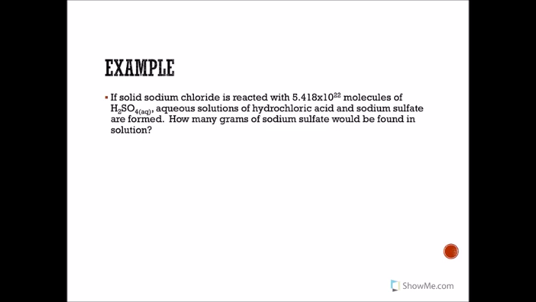First of all, we need to write our balanced chemical equation. We have solid sodium chloride, reacted with aqueous sulfuric acid. This is the double replacement reaction. The sodium goes with sulfate. It tells us hydrochloric acid and sodium sulfate are formed. There we go.